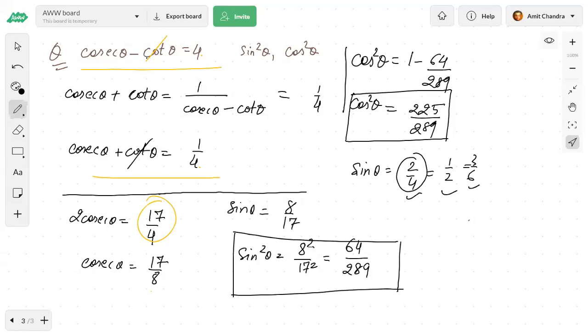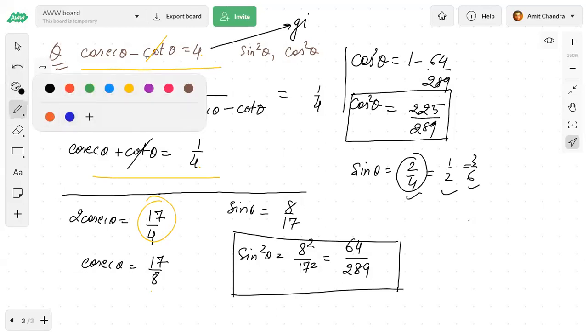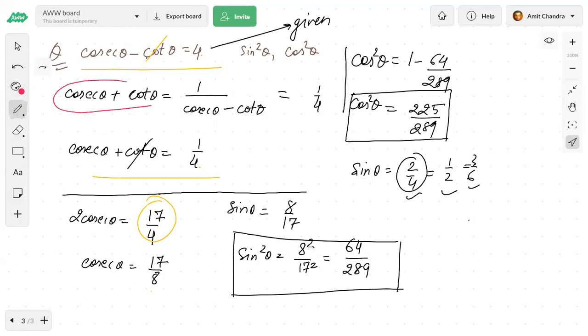Okay, Kanish. So what is happening? We know cosec theta minus cot theta is equal to 4. They have already given this part to us, right? Now I know that cosec theta plus cot theta is equal to 1 by cosec theta minus cot theta. This is using the identity.